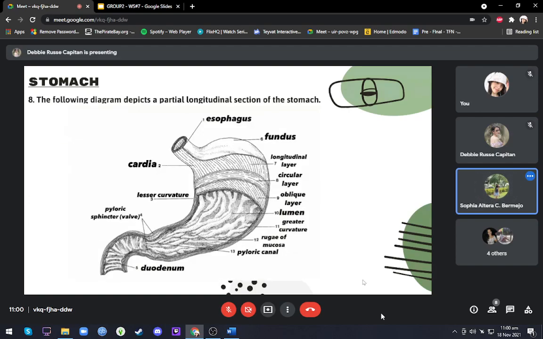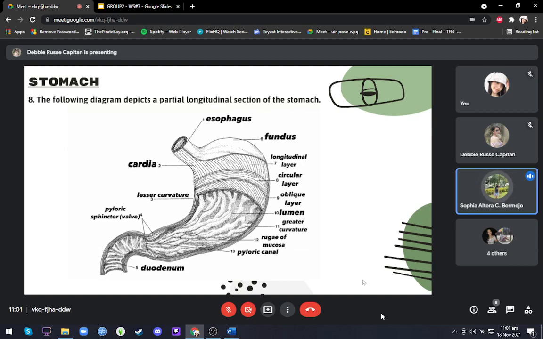The following diagram depicts a partial longitudinal section of the stomach. So here on your screen, label the parts. Number 1, esophagus. Number 2, the cardia. Number 3, lesser curvature. Number 4, the pyloric sphincter, or valve. Number 5, duodenum. Number 6, the fundus.